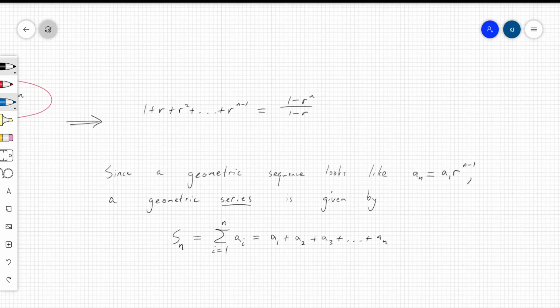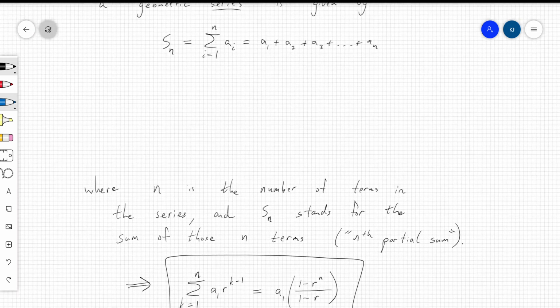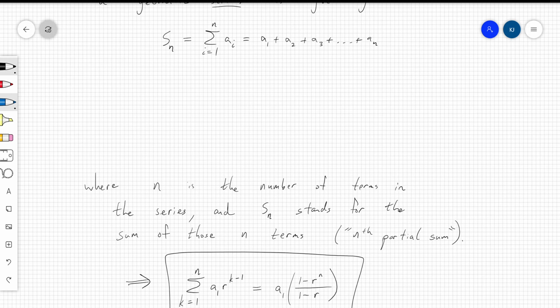And since a geometric sequence looks like this, where you just start with a1 and then for all of the subsequent steps you multiply by r, the geometric series is going to look like this. So here I'm going to use S sub n to mean the sum of the first n things in that sequence, and n is going to be the number of terms.